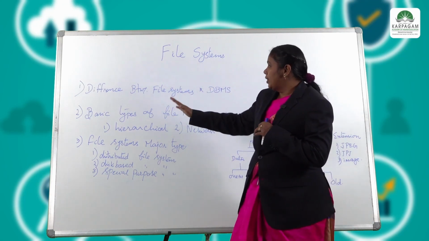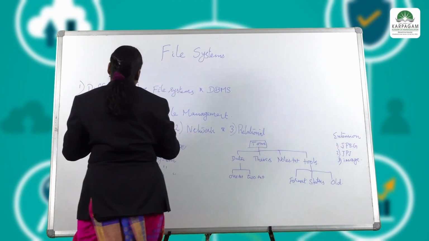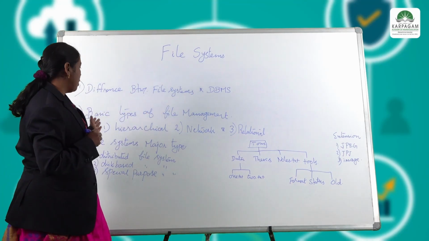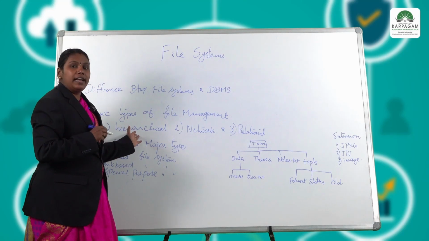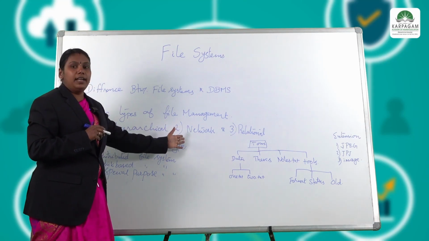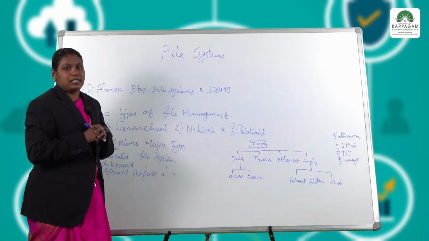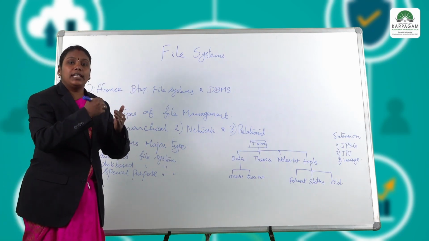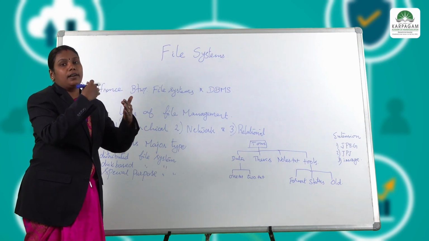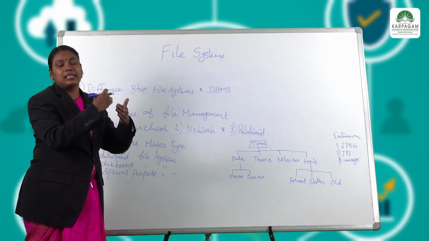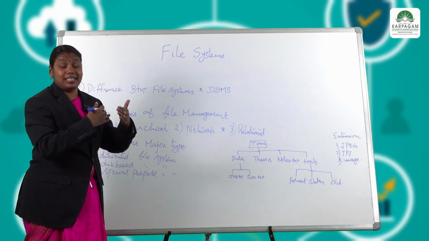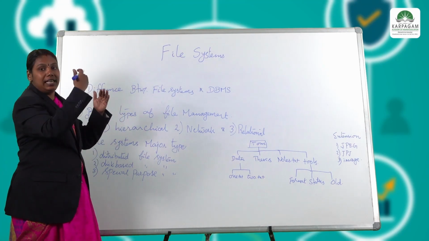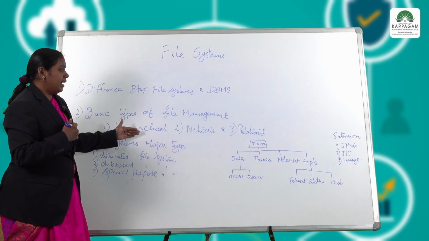Next, we will move on to the basic types of file management systems. There are three different kinds of file management systems: the hierarchical file management system, the network management system, and the relational management system. In the hierarchical management system, the data are stored in a root-based way: first the root, afterwards the parent, and the next one is a child. So there are many levels in the hierarchical method.